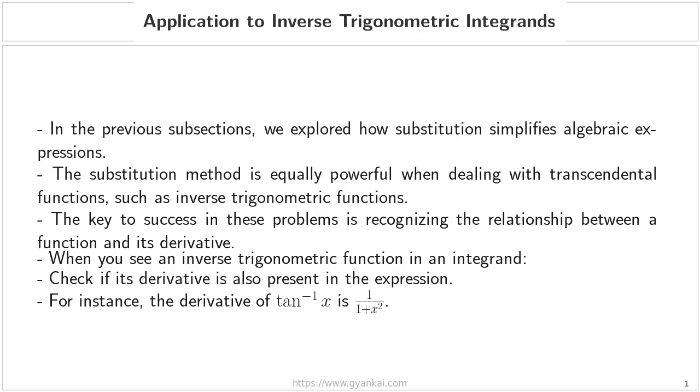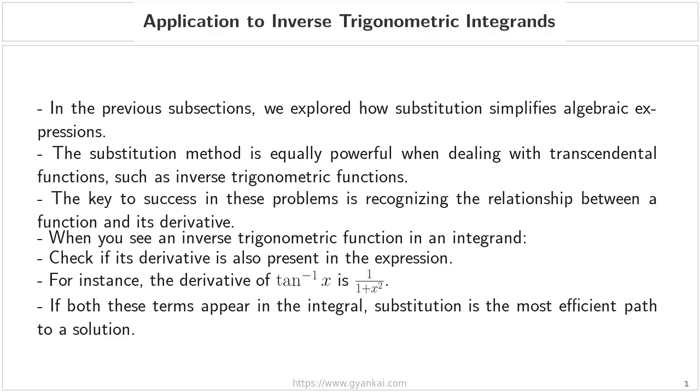For example, let's consider the inverse tangent function. Written as arctangent of x, its derivative is 1 over 1 plus x squared. So, if you see both arctangent of x and 1 over 1 plus x squared within the same integral, that's a strong signal that substitution is going to be a very efficient way to solve the problem. It sets up a perfect scenario for simplifying the integral and finding a solution. We'll see exactly how this works in the following slides with a step-by-step example.